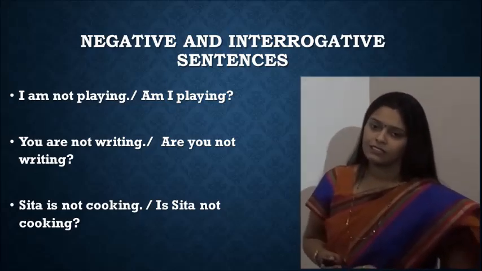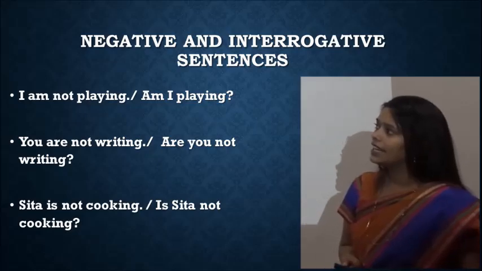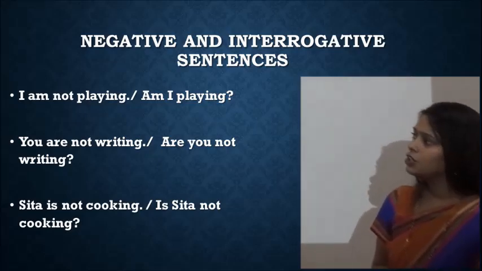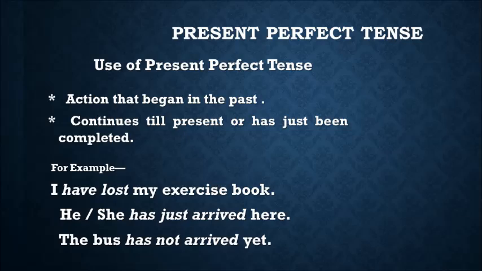Negative and interrogative. Now, negative and interrogative: I am not playing. That is a negative one. Am I playing? You are not writing. Are you writing? Are you not writing? So you are, I am. It depends on the subject which you are using. According to that, I am. I will not say I are or I is.